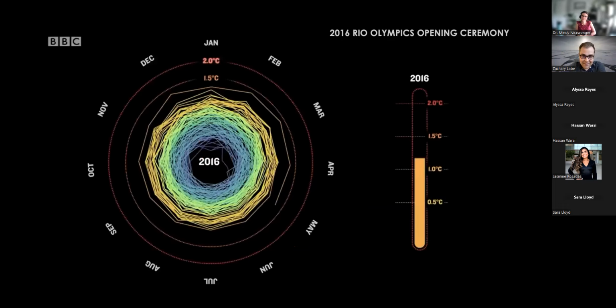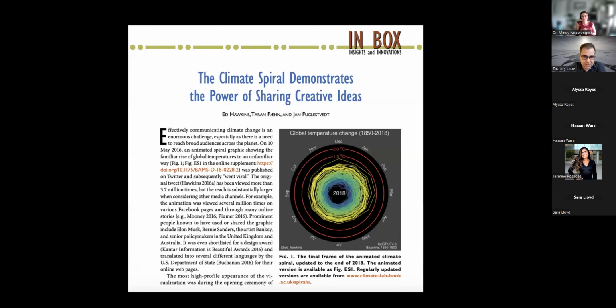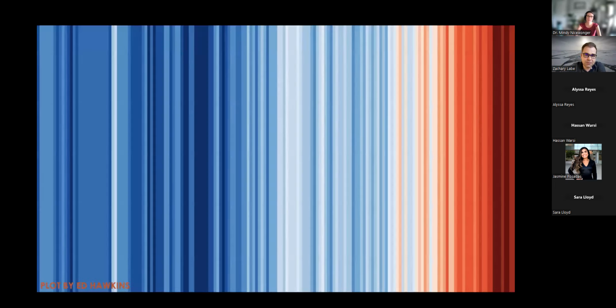And admittedly, I guess a lot of other people thought so too, because this climate spiral was actually featured in the opening ceremony of the Rio Summer Olympics. I never would have imagined that a graph of climate data would be featured in such a big venue as the opening ceremony of the Olympics. And if you're interested in more about this, he has a really awesome article about thinking of creative ideas with data and how that can really resonate as a form of science communication.